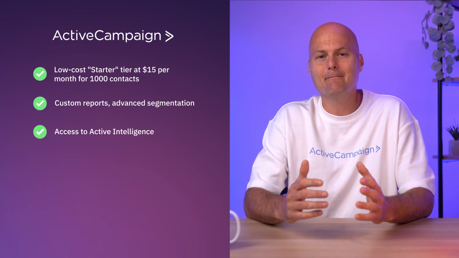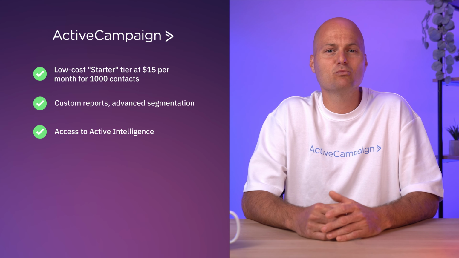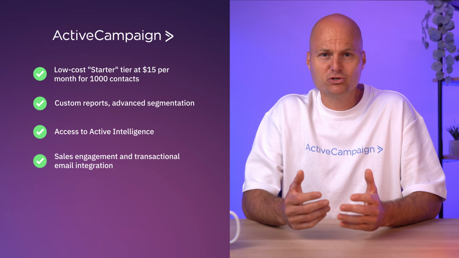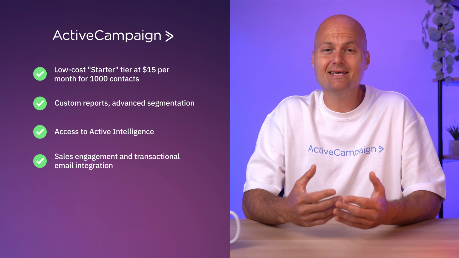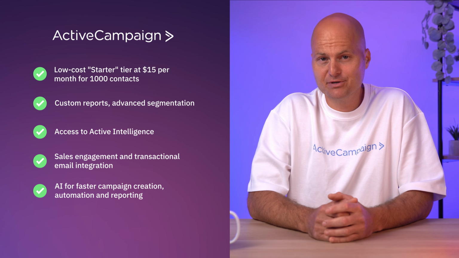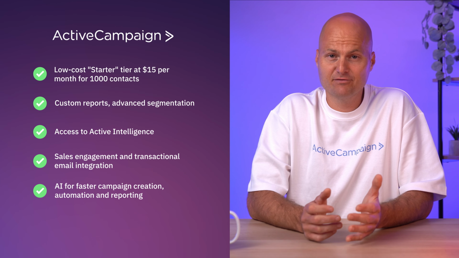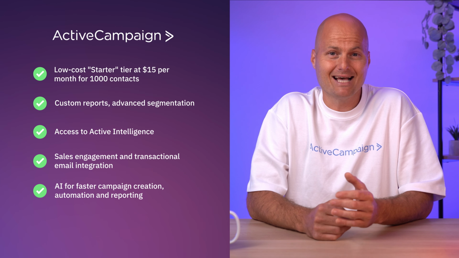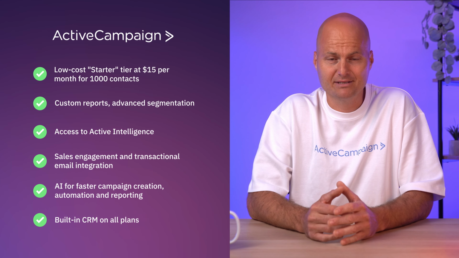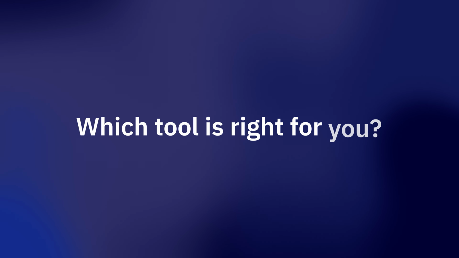As Zapier put it, Mailchimp is cheaper if you just need email marketing. ActiveCampaign gives you more bang for your buck. And if your business needs capabilities like sales engagement or transactional email down the line, you can easily layer them in. Plus, because Active Intelligence is designed to help you with faster campaign creation, automation updates, and reporting, your team will spend less of their valuable time in setup mode. And as mentioned earlier, ActiveCampaign also includes a built-in CRM on all plans, not as an add-on, something Mailchimp doesn't even offer. So which tool is right for you?